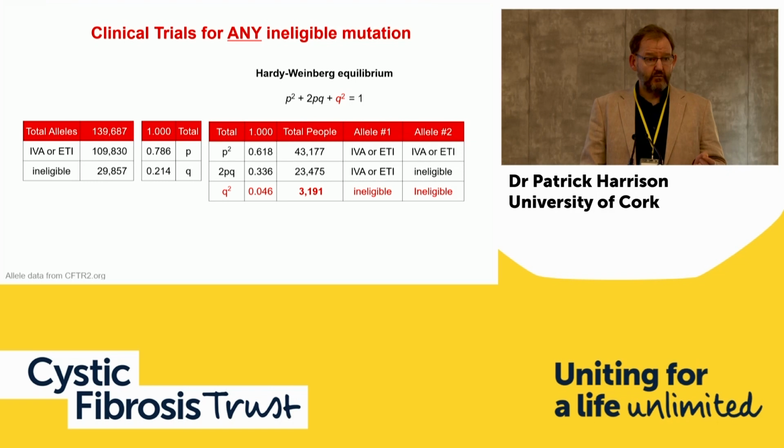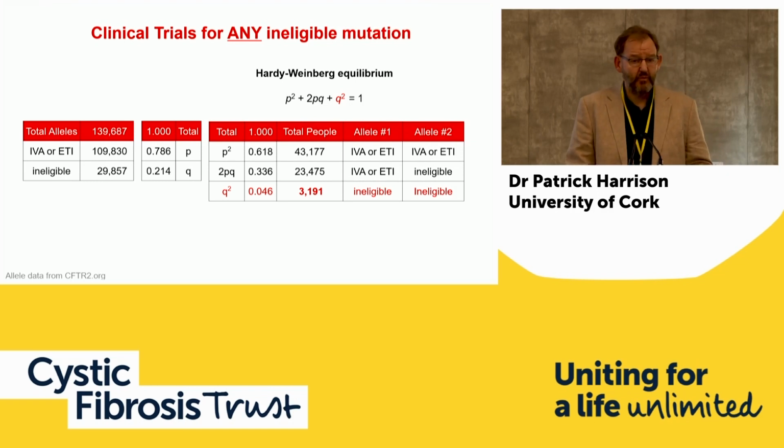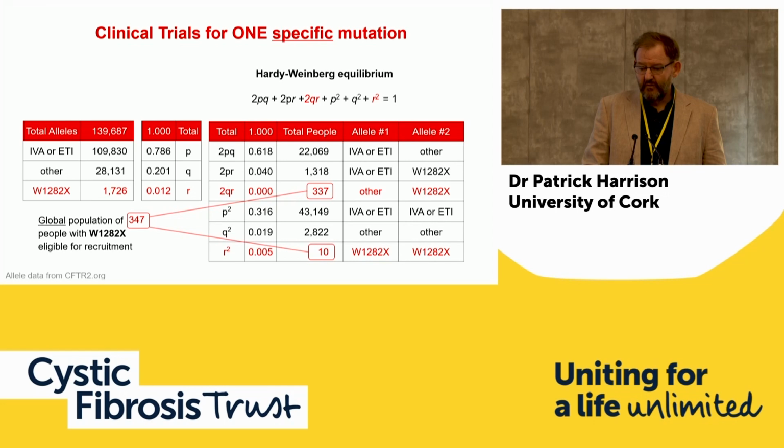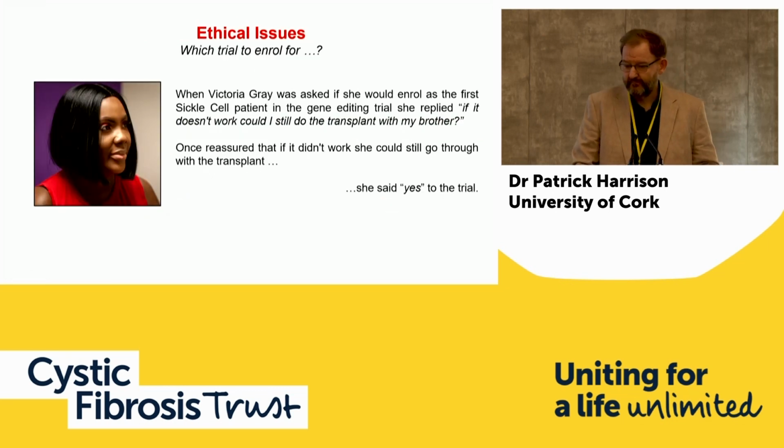That's very good, but it also makes clinical trials for gene-based therapies very difficult because the global population is very small. Now, if you're doing an mRNA trial, there's 3,000 people eligible. But if you pick a specific mutation, W1282X, which many of you recognize is actually relatively common, then there's only about 350 people worldwide who would be eligible for that trial, just in principle with the mutation.